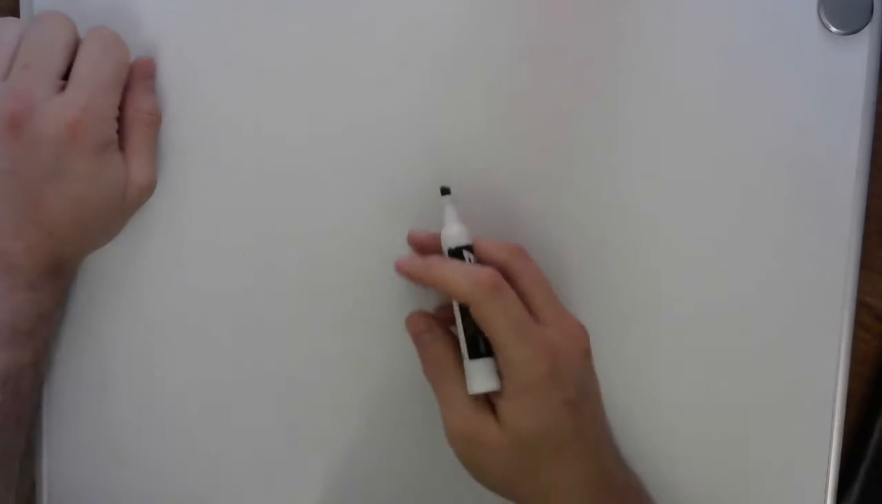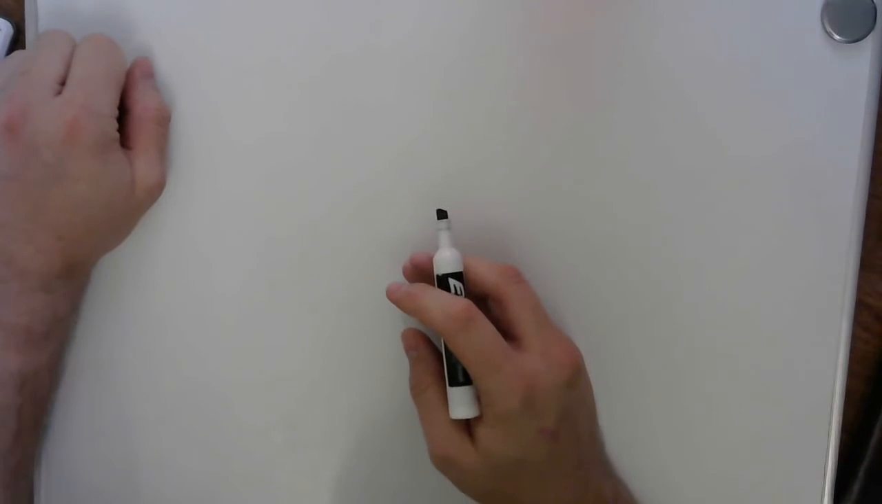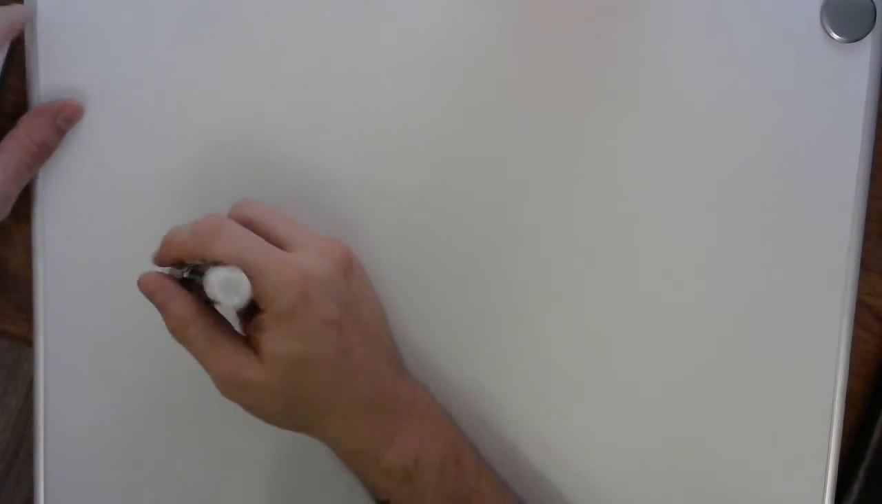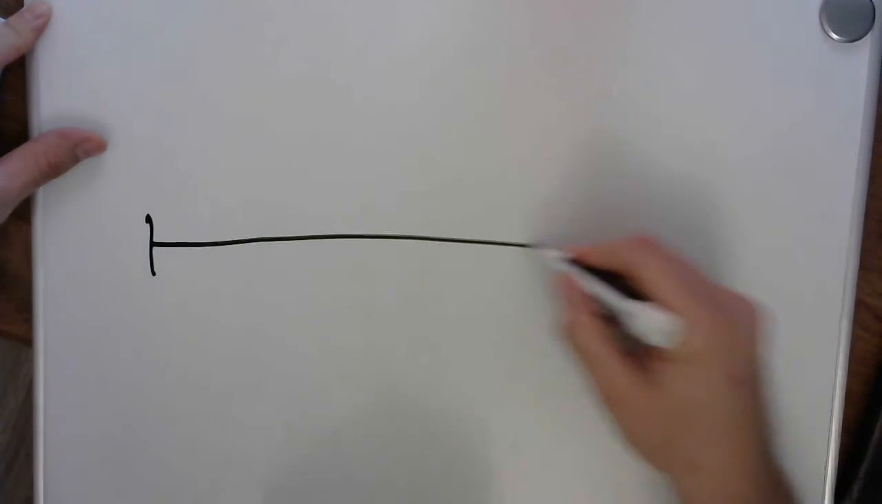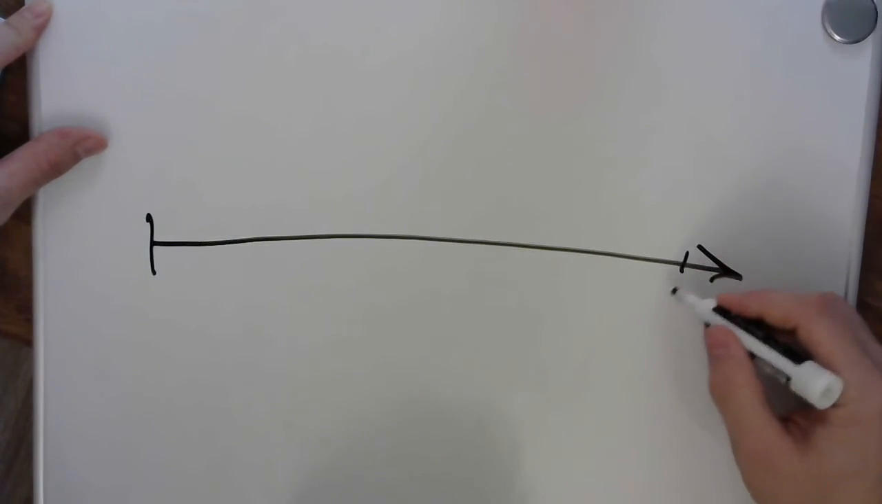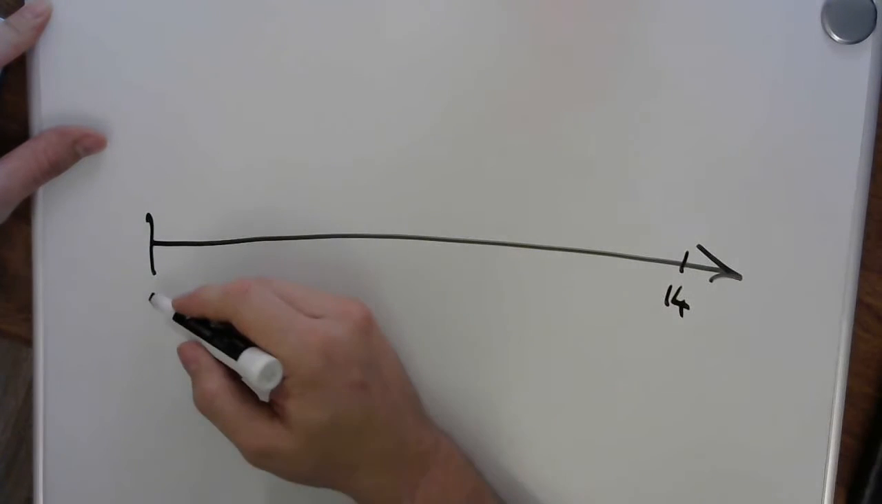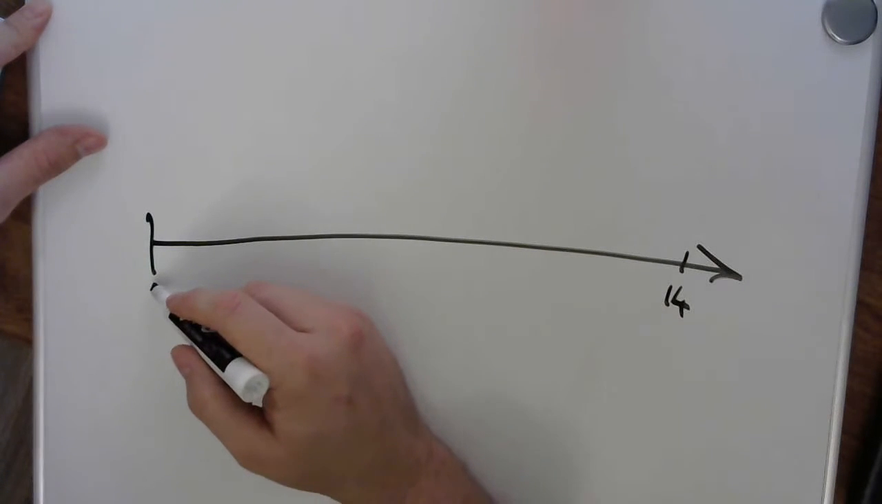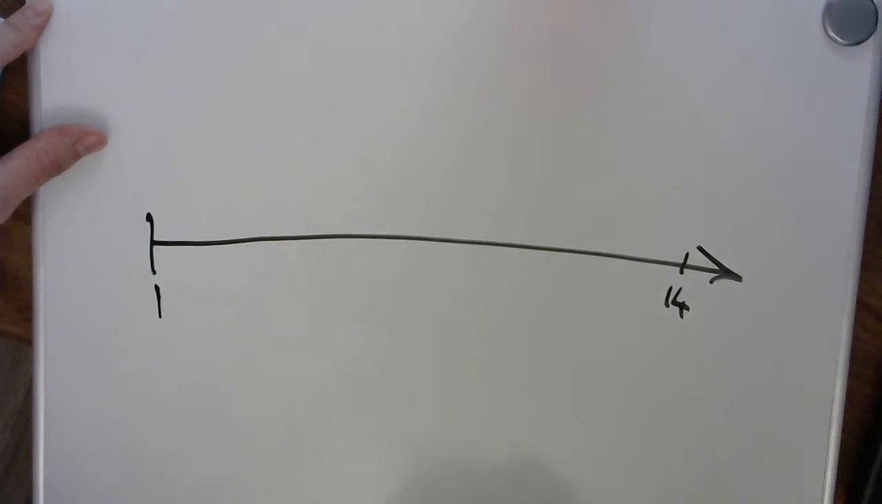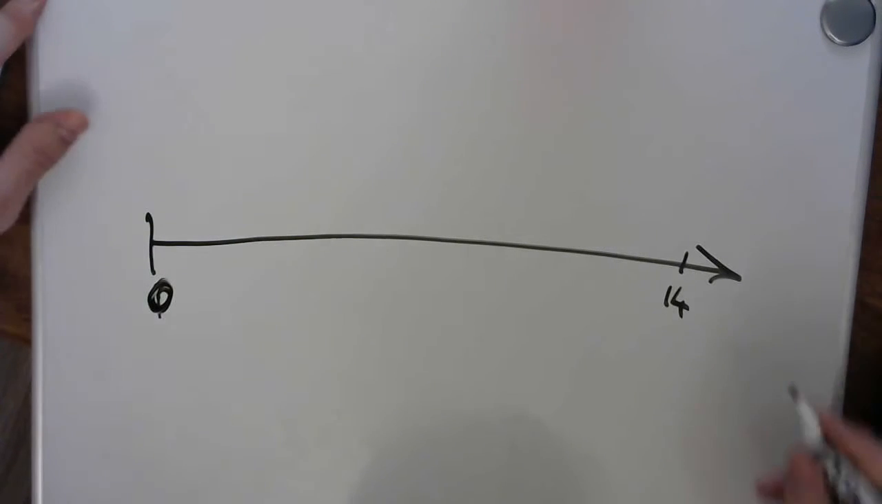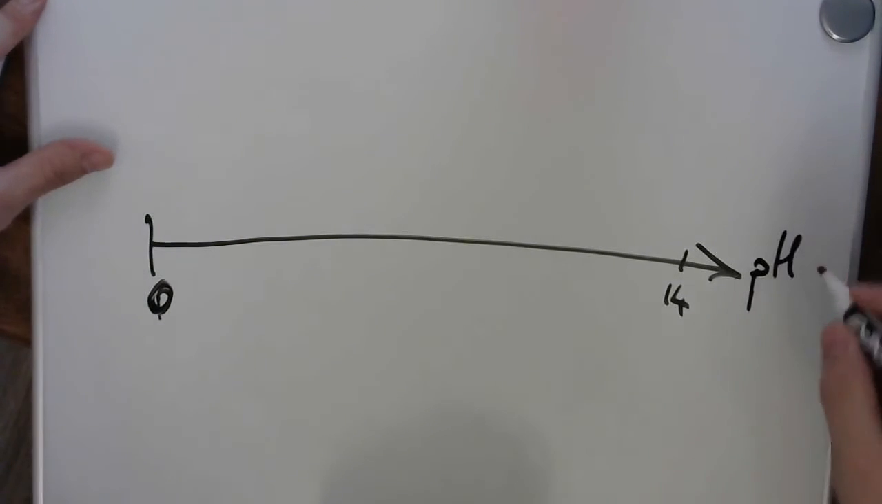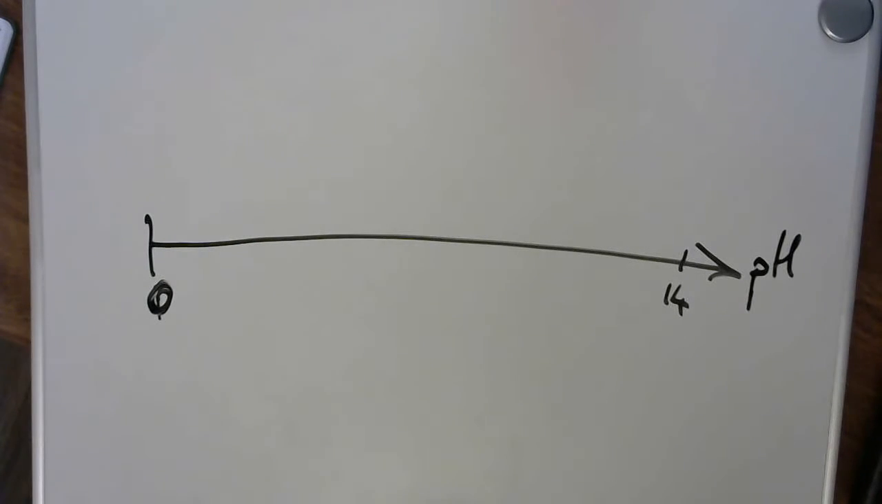Okay guys, next video it's all about the pH, so let's talk about that scale. Don't spend too much time on it, I say that a lot, but you want to think of pH as a scale between 0 and 14. We really want to keep in mind that those numbers are not exactly what pH is.